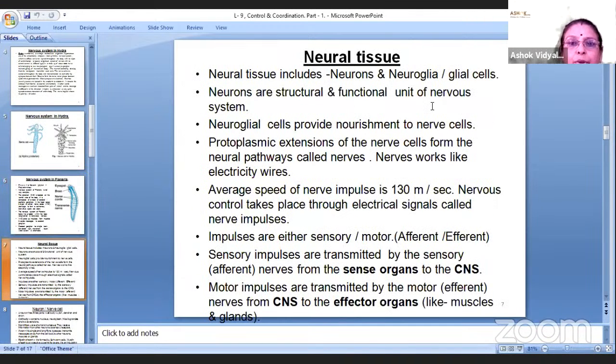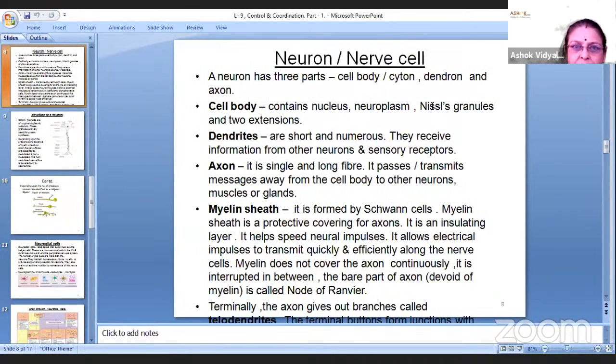Next comes the neural tissue. Now neural tissue includes the neurons or the nerve cells and neuroglia or the glial cells. See, neural tissue we are talking about, students. So it consists of neurons and neuroglia cells. Neurons are the structural and functional unit of the nervous system. You can see here, you have already learned this in the lower classes.